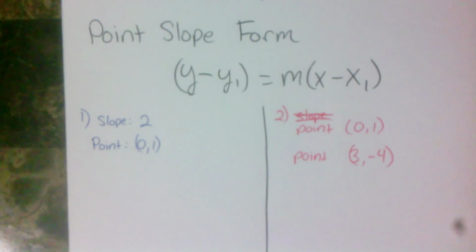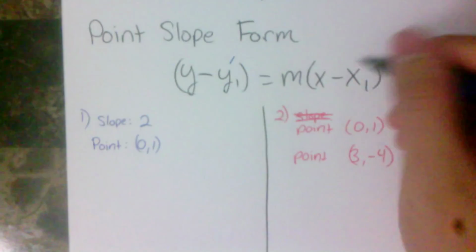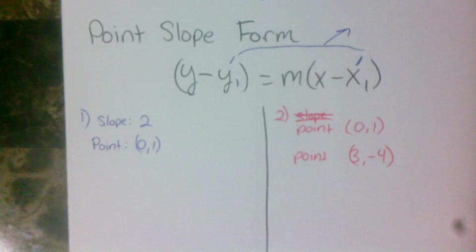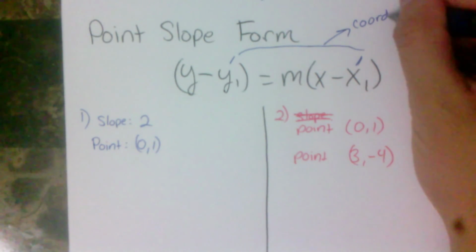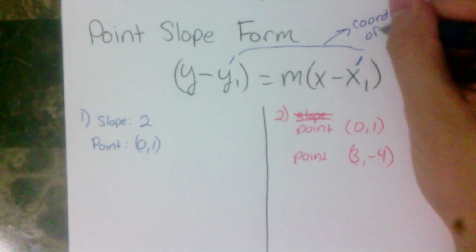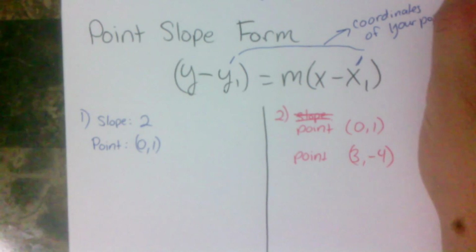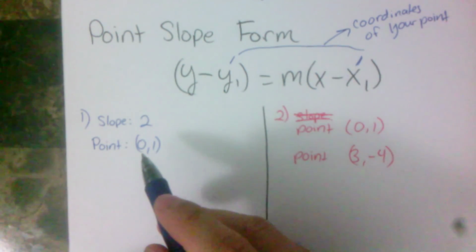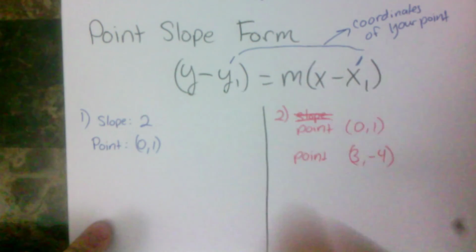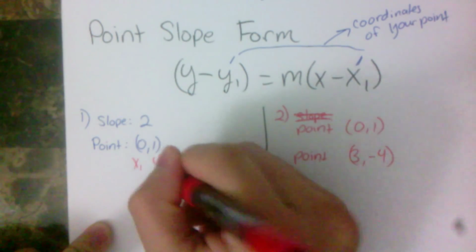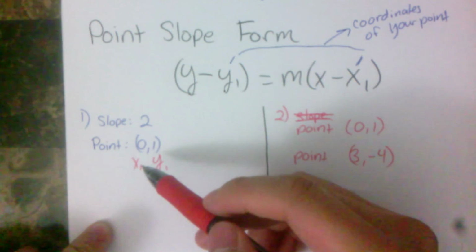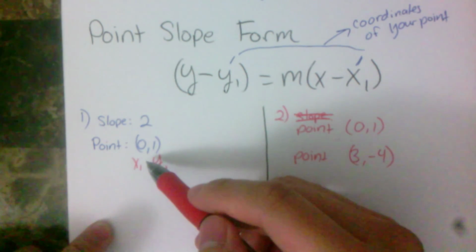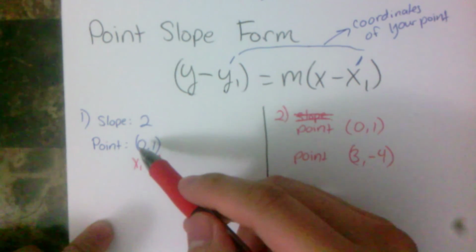Point slope form is pretty easy. Okay, so y1 and x1 are just the coordinates of your point. So if we take a look at this point down here, remember that your coordinates are always given to you as x, y. And there's only one point, so they're obviously both x1 and y1. So x comes first, y comes second. It's just your alphabet. If you remember your alphabet, you should know which order they go in.